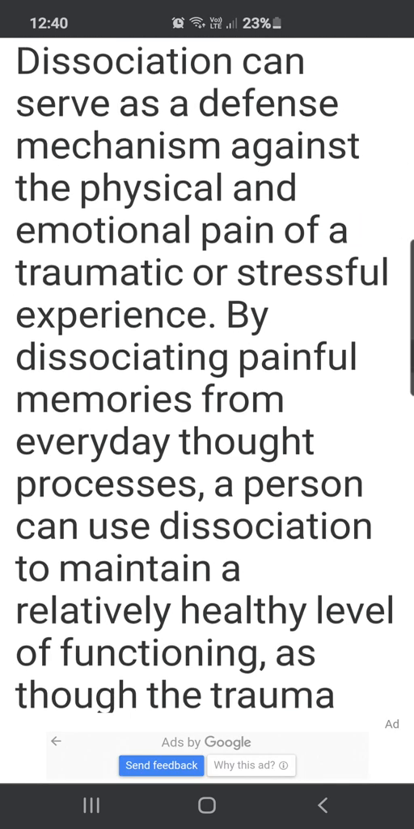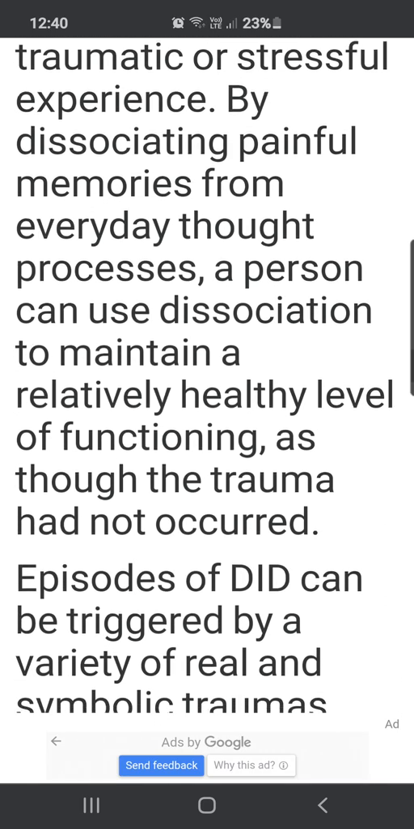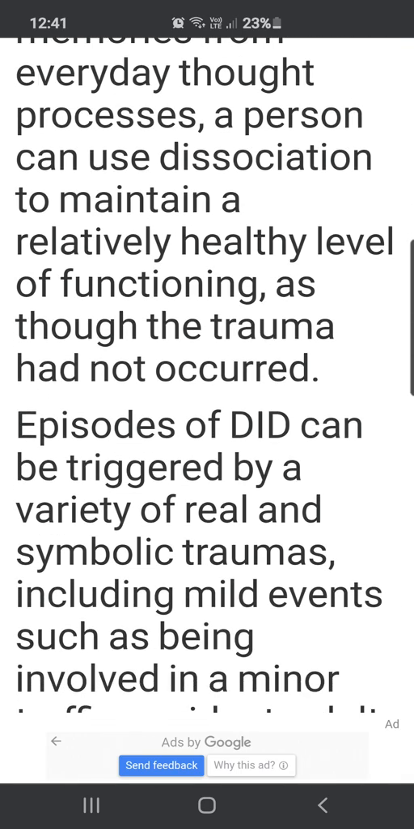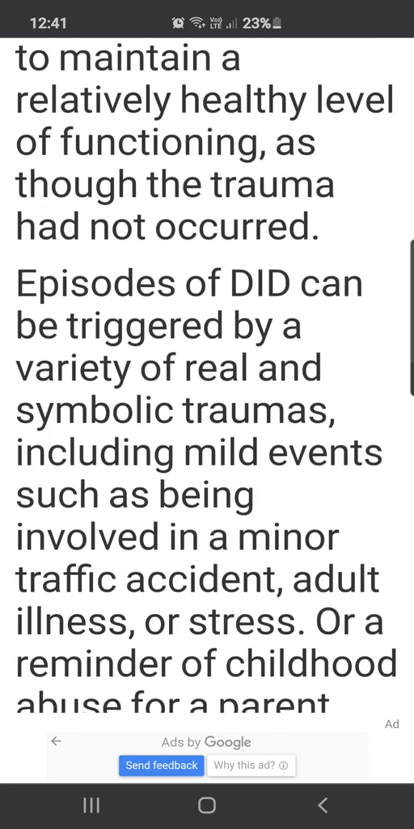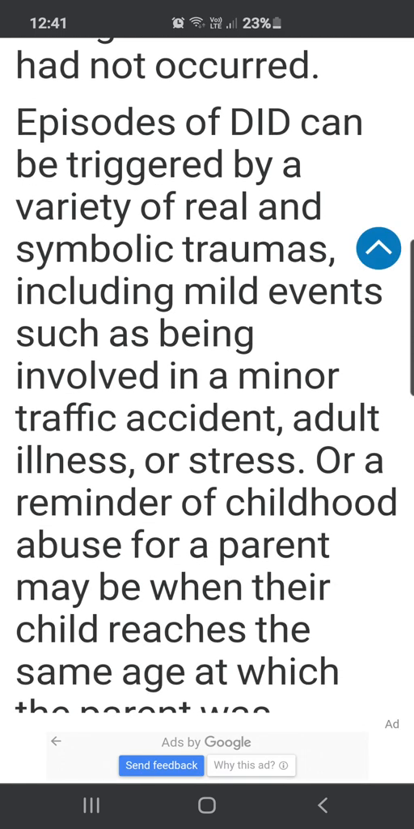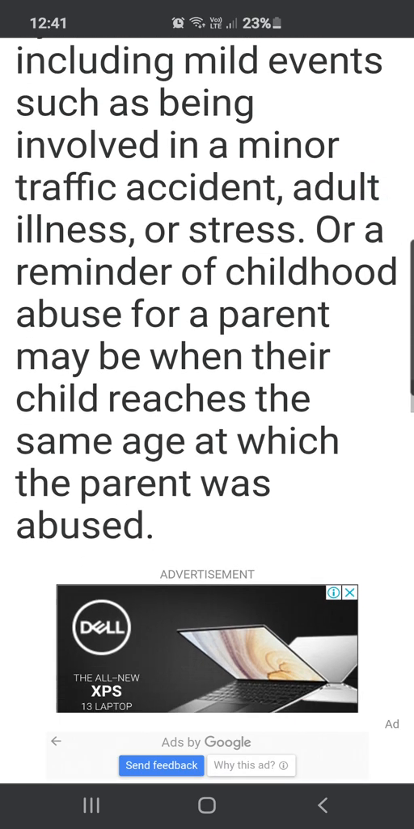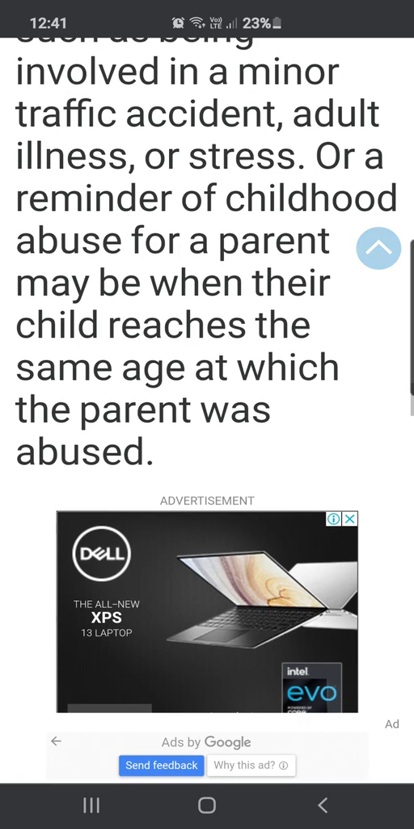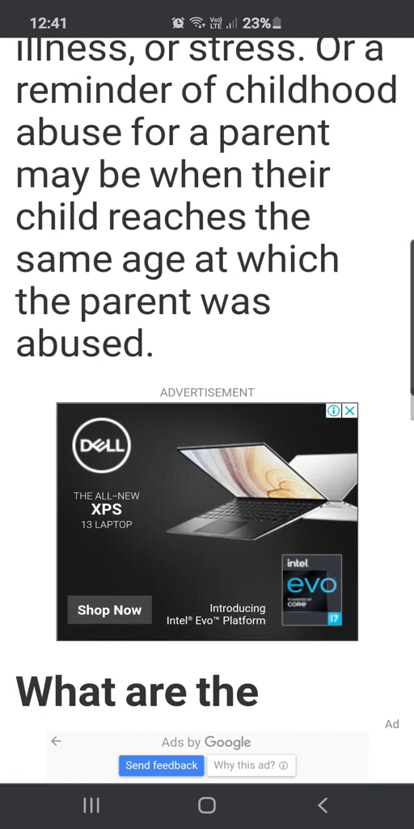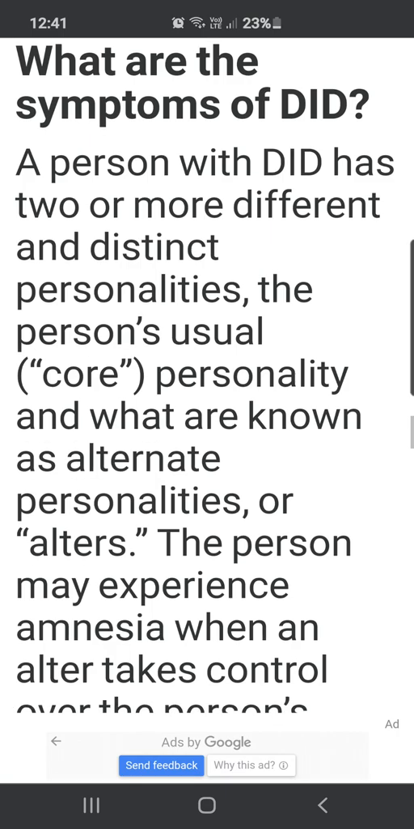Dissociation can serve as a defense mechanism against the physical and emotional pain of a traumatic or stressful experience. By dissociating painful memories from everyday thought processes, a person can maintain a relatively healthy level of functioning as though the trauma had not occurred. Episodes of DID can be triggered by a variety of real and symbolic traumas, including mild events such as being involved in a minor traffic accident, adult illnesses, or stress. A reminder of childhood abuse from a parent may occur when their child reaches the same age at which the parent was abused.